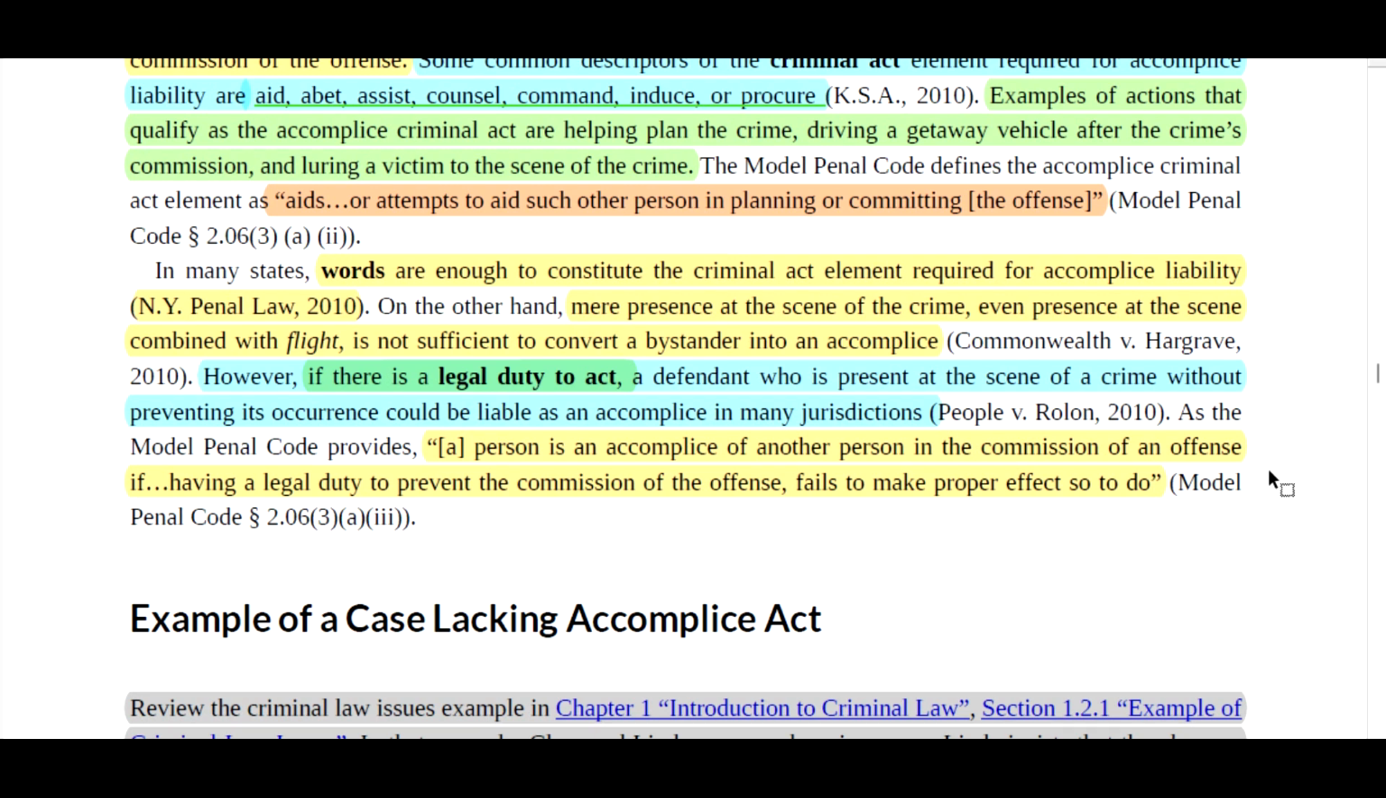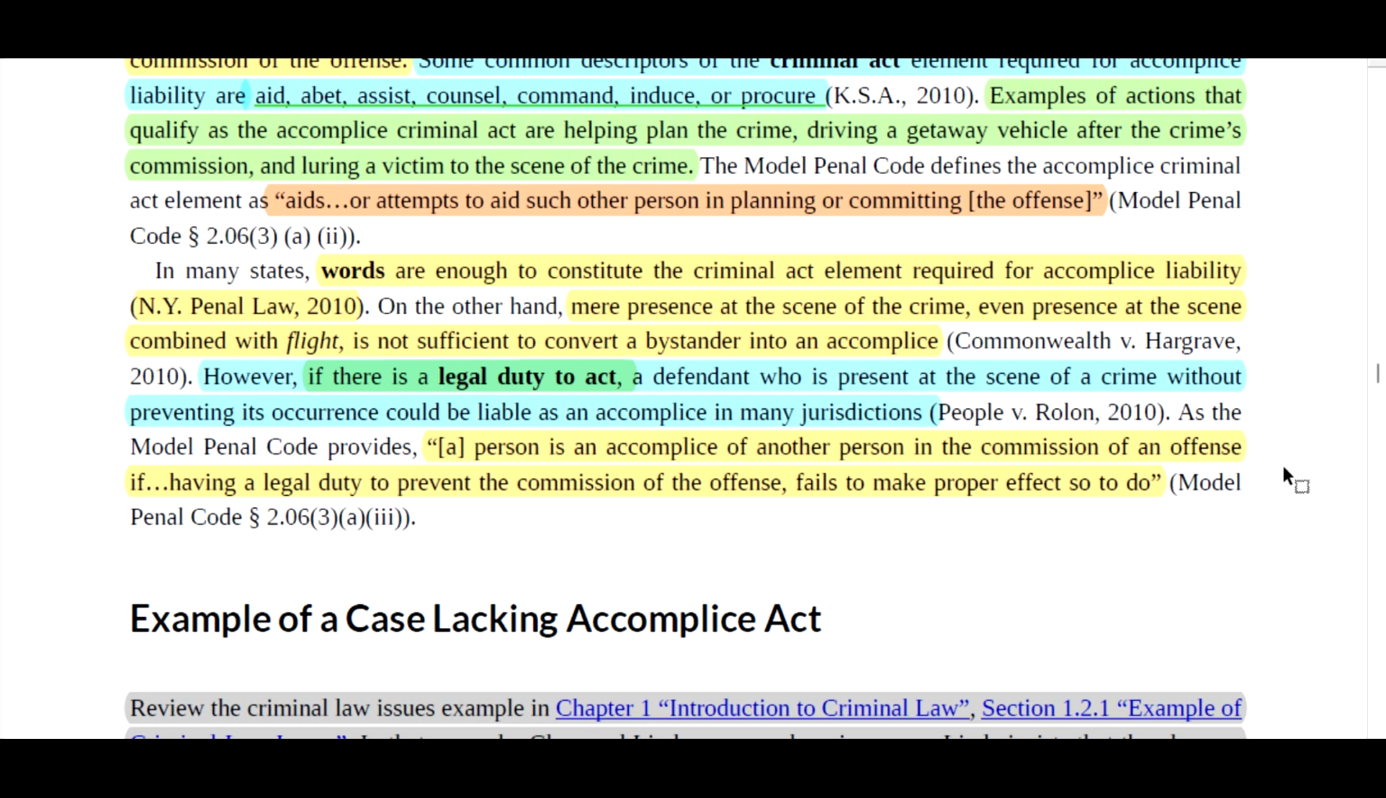And so really what this is getting down to is just because an individual was at the scene of the crime and ran away, it's not necessarily saying that the bystander is an accomplice. But if you said words, it might be, depending on the jurisdiction.